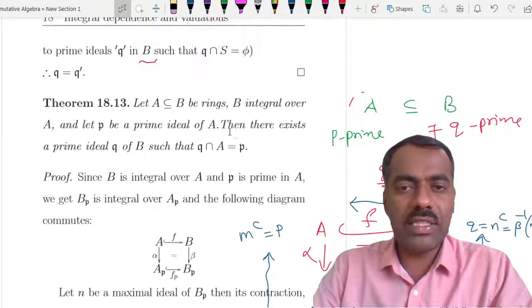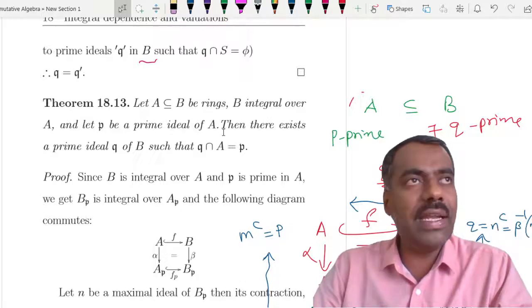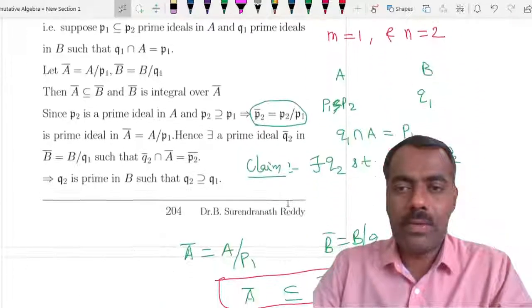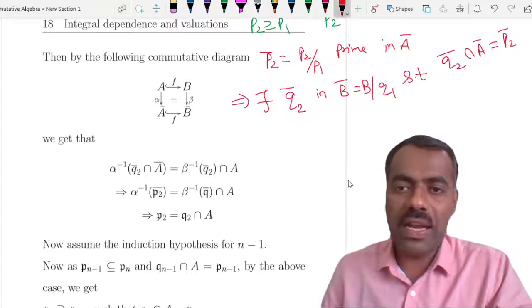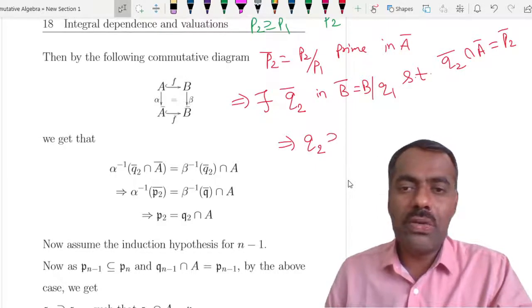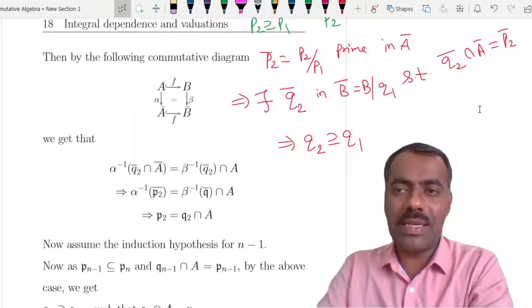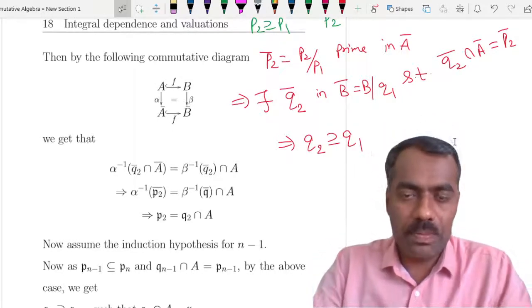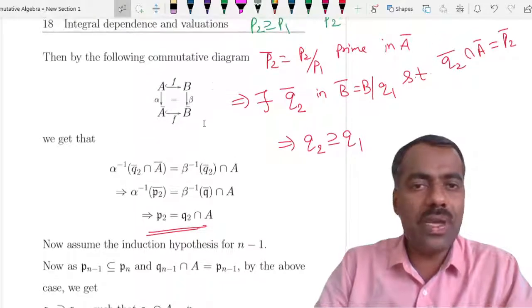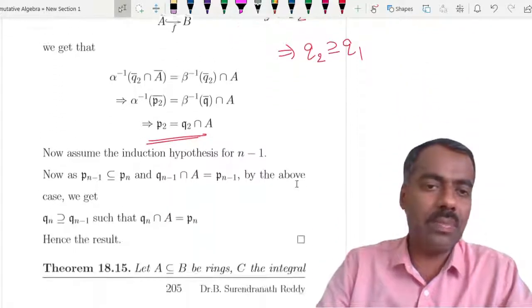So what we have applied is this result, which is interesting: whenever B is integral over A and P is a prime ideal in A, then there exists a prime ideal in B whose contraction is this. So we got a prime ideal Q2 bar, which is something upon Q1, so you can call it Q2, which contains Q1. Then it is easy to show that Q2 intersection A is P2, and that follows from this commutative diagram, where instead of A, B we are applying it for A bar, B bar, that is, modulo P1.